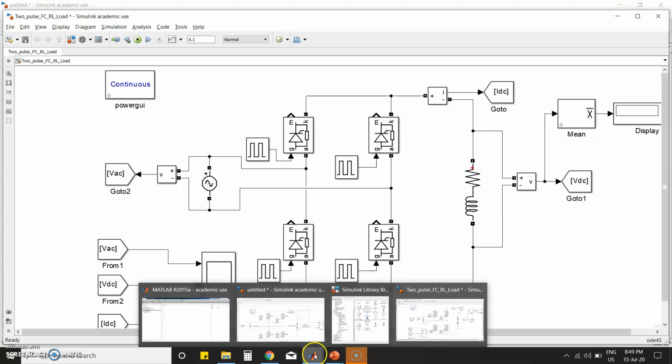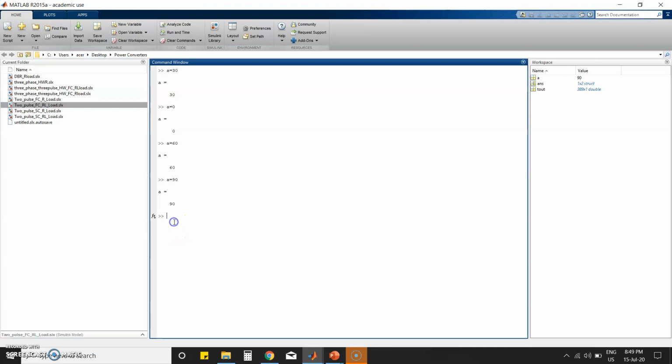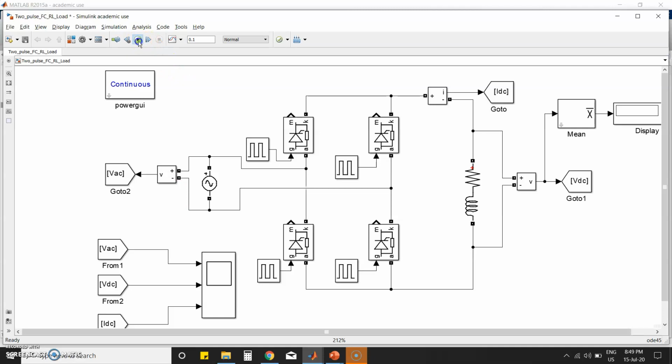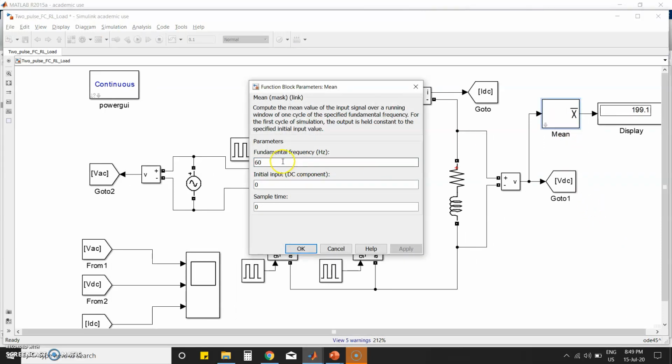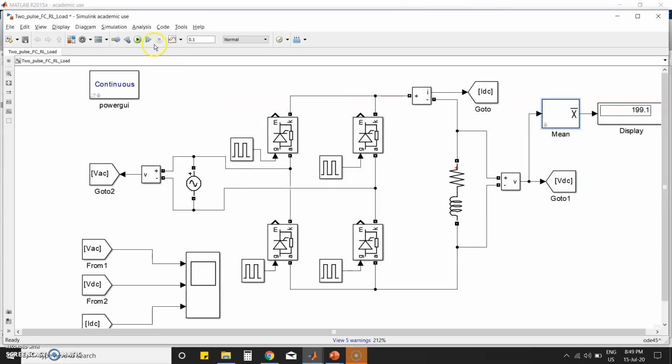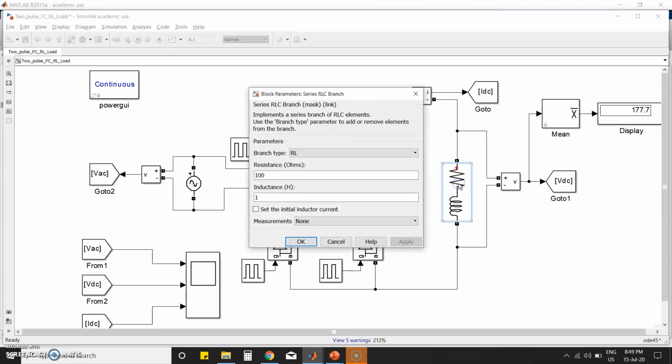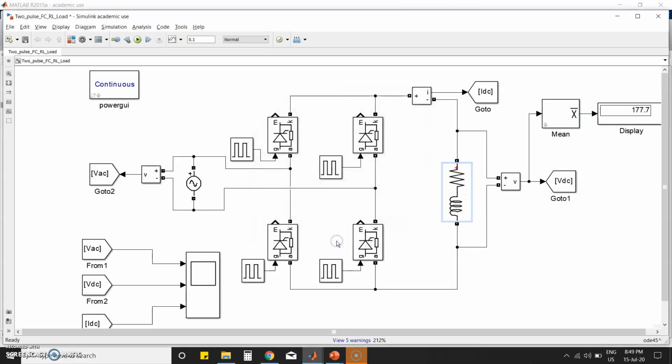For instance, I'm changing the firing angle to α equal to 30. Now I'm running the simulation. The output is nearly 199.1π. This is because of the same mistake we made previously. Change the fundamental frequency to 50 and run the simulation again. So it is nearly 177.7 for RL load.